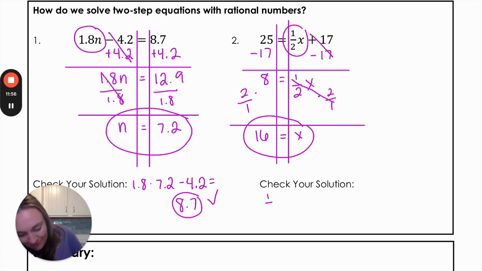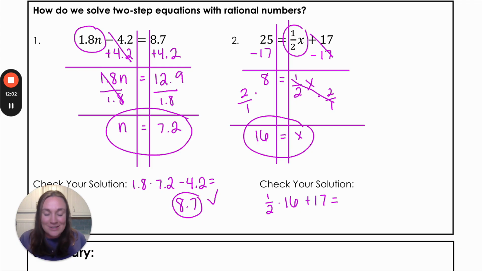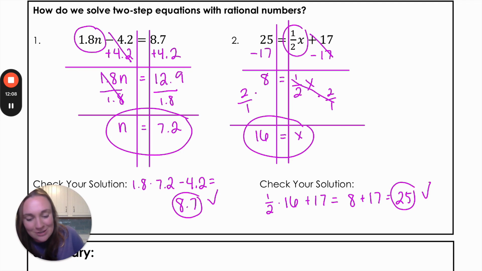So 1/2 times that 16 we chose for x plus 17. So half of 16 is going to give us 8. Plus 17 is going to give us 25, again, which is the answer that we wanted in that equation. So we are all done. And that is how we solve our two-step equations.